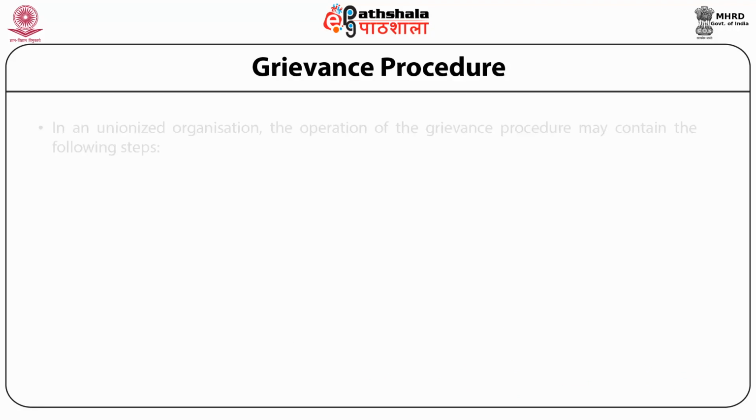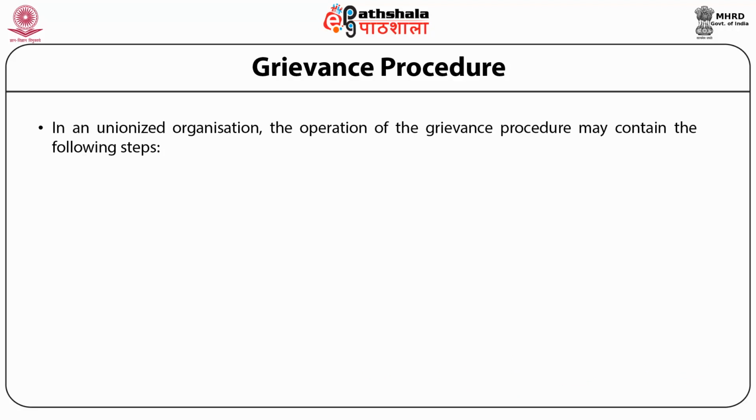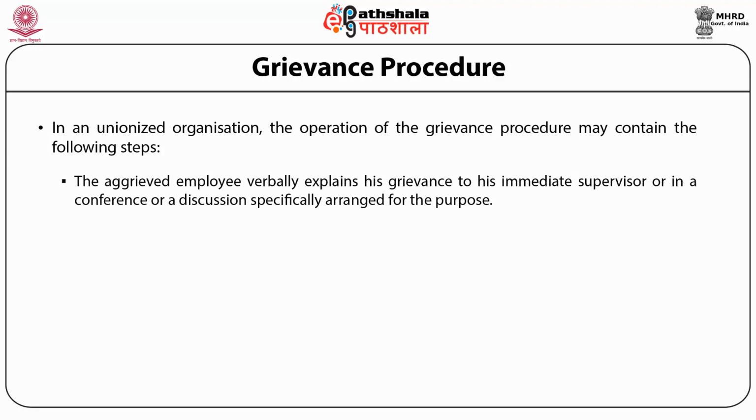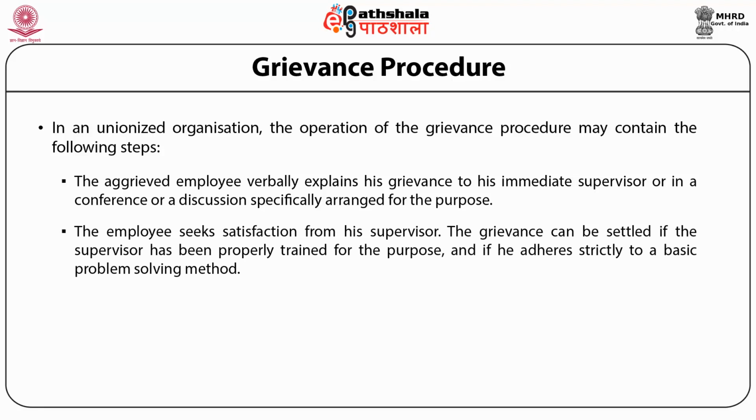Grievance procedure. In a unionized organization, the operation of the grievance procedure may contain the following steps. First, the aggrieved employee verbally explains his grievance to his immediate supervisor or in a conference or a discussion specially arranged for the purpose. The employee seeks satisfaction from his supervisor. The grievance can be settled if the supervisor has been properly trained for the purpose and if he adheres strictly to a basic problem-solving method.